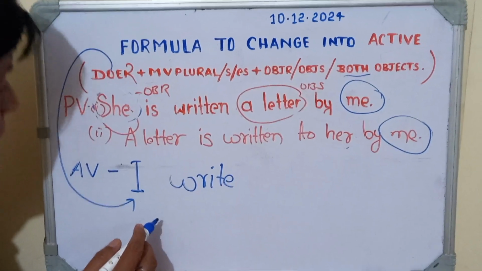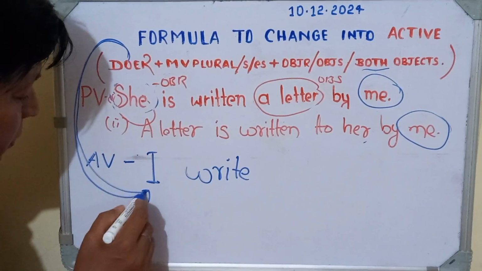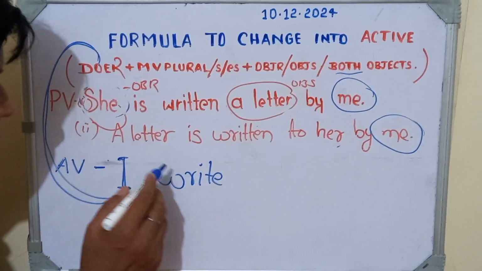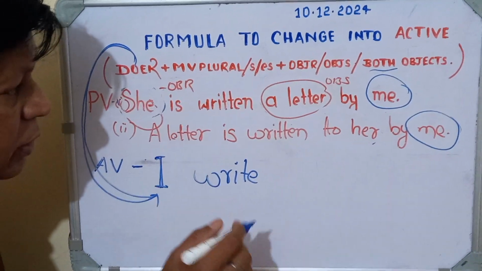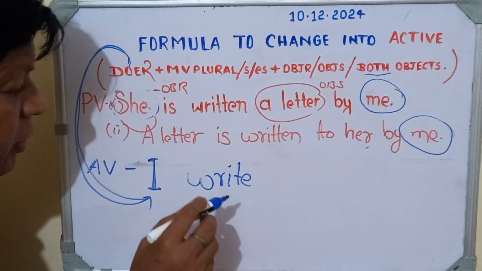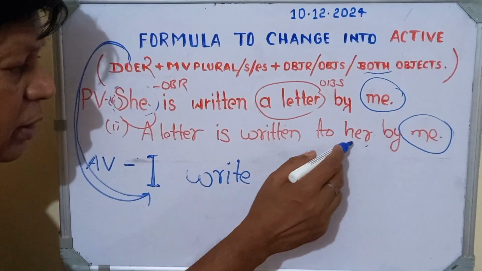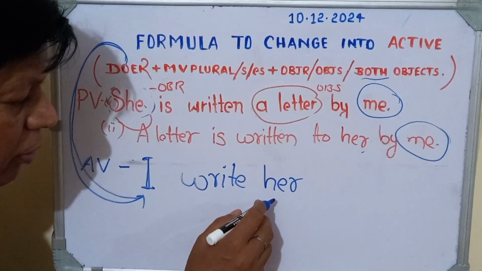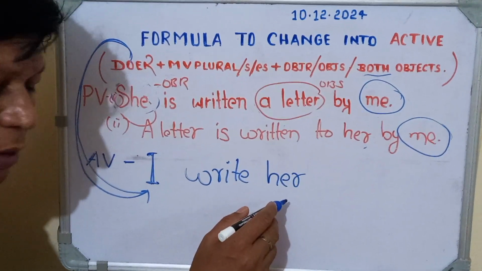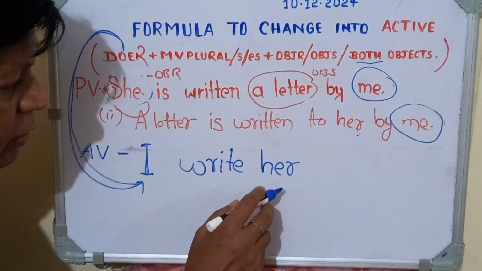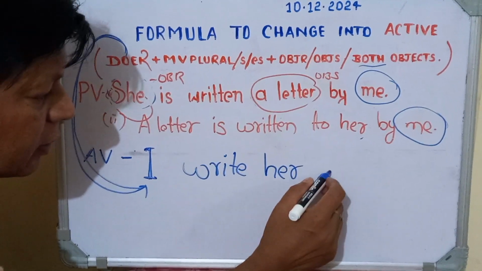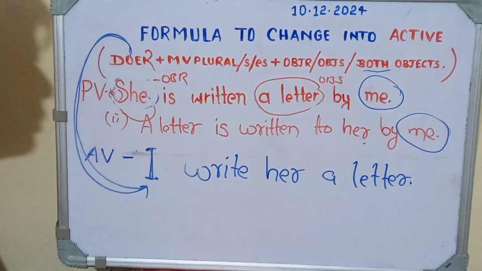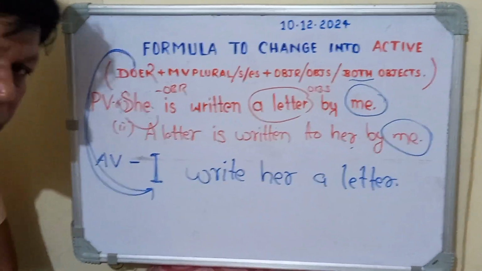So now we got here doer I and main verb write, and after main verb we use object receiver. Here object receiver is her, so I write her, and after object receiver we use object sufferer. Object sufferer is here a letter. Now let us see another example.